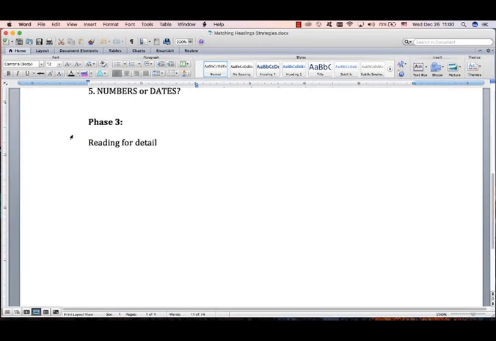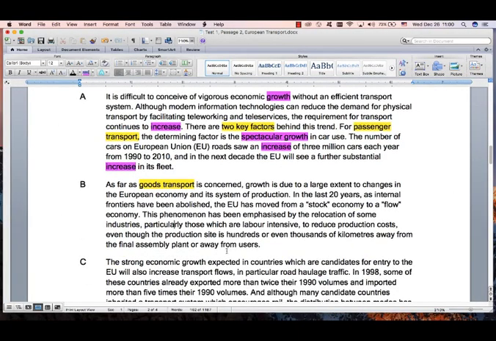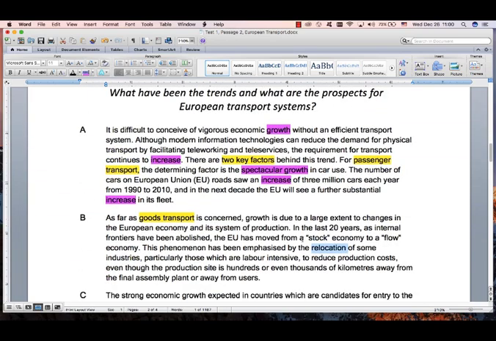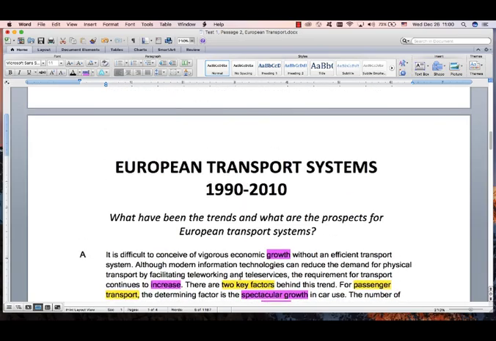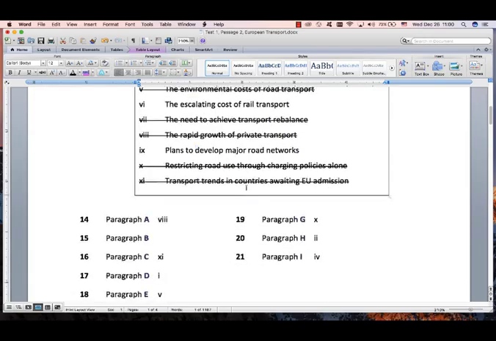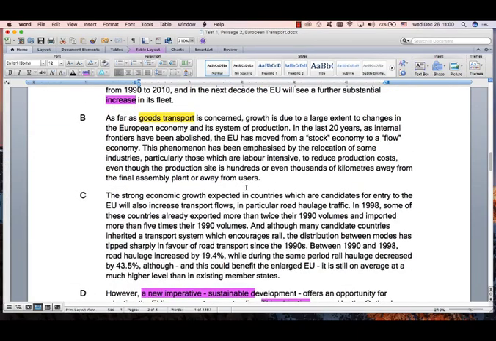We need to go to paragraph B, and we actually need to read that whole paragraph, read that for detail. So if you read it for detail, I don't want to read the whole thing now, you can read it. And we see this phenomenon. What is this phenomenon? Stock economy to flow economy, relocation of some industries to reduce production costs, hundreds or thousands of kilometers away from the final users. So it means because of this phenomenon, the factories had to move far away from wherever, and that's affecting the distances. So there was quite a bit about distances. Goods must be transported over there.